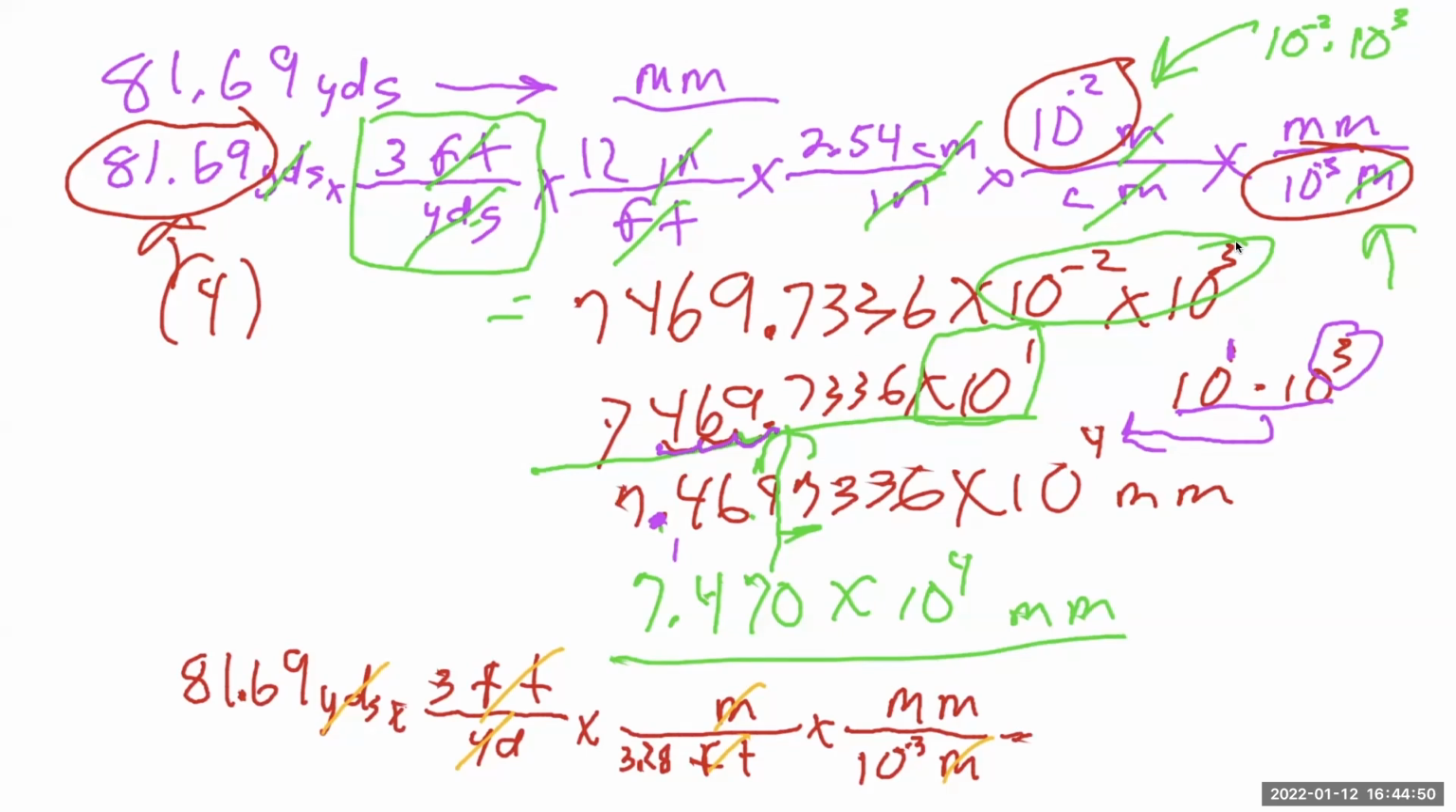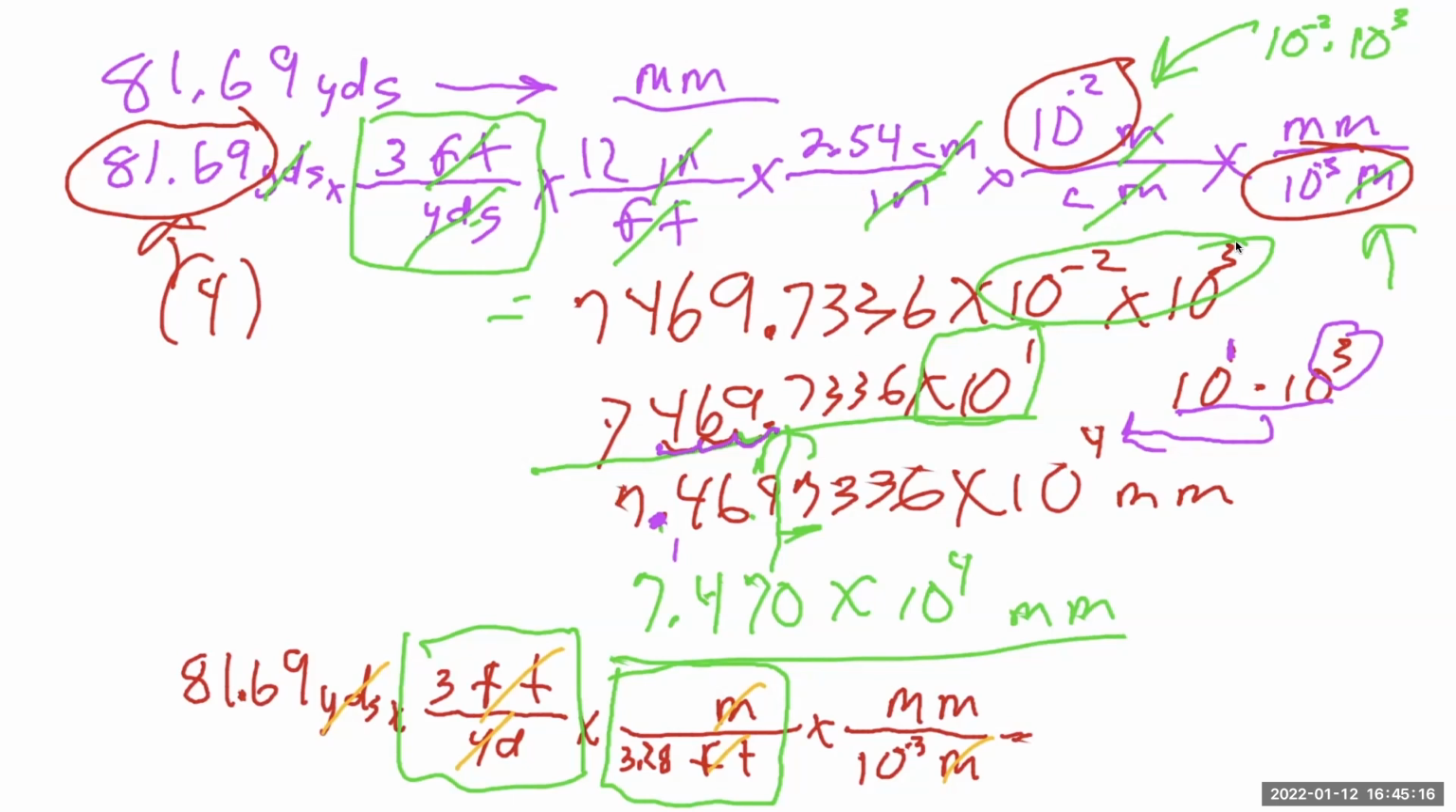Most mistakes students make is they put the 3.28 on top when it's not. You have to make sure these equal 1. 3.28 feet is 1 meter. 3 feet is 1 yard. 10 to the minus 3 meters is 1 millimeter. So they're all equal to 1. Double check that, double check units cancel, and you can't go wrong.